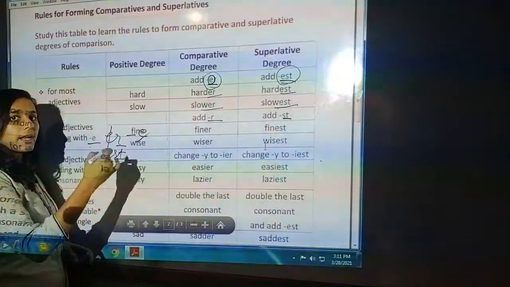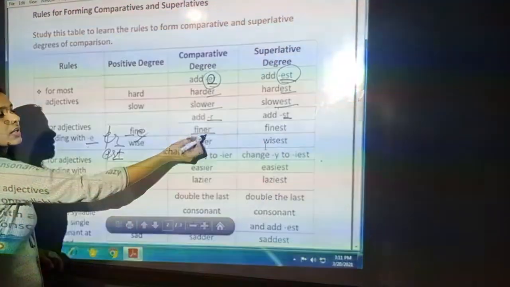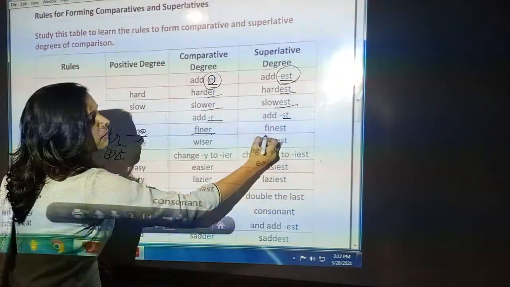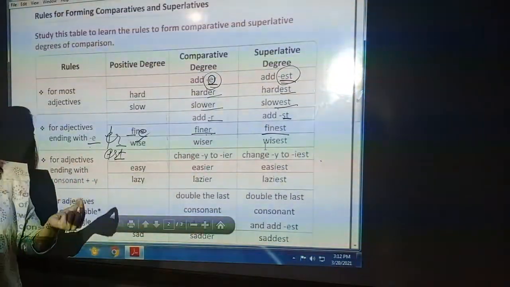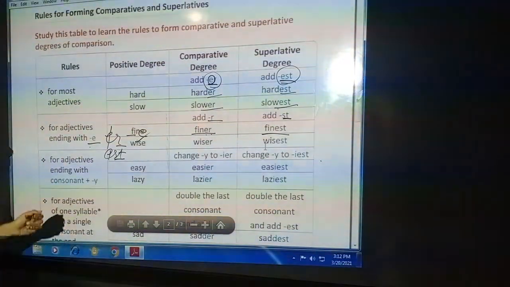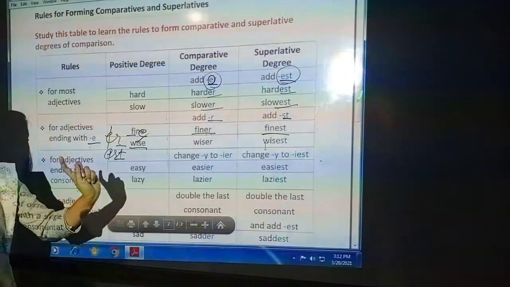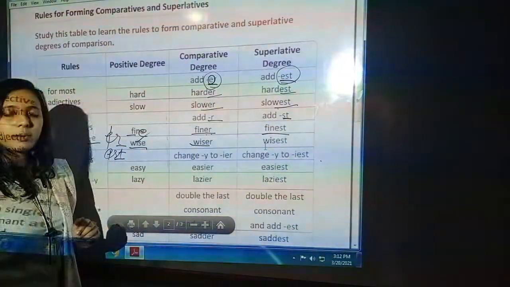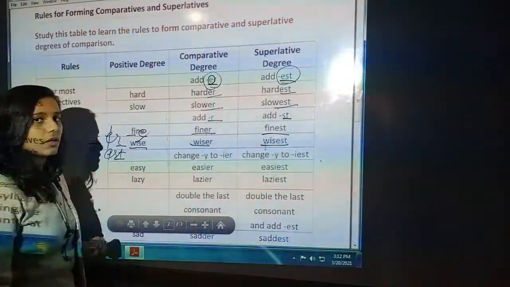So in positive degree it will be fine. Comparative degree we will add R. It will become finer, because E is already there, we will add only R. And in superlative degree it will become finest. E is already there, so we will add only ST: finest. Wise. Comparative degree we will add R and it will become wiser. And in superlative degree we will add ST, it will become wisest.